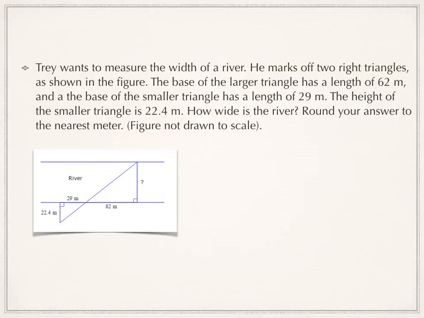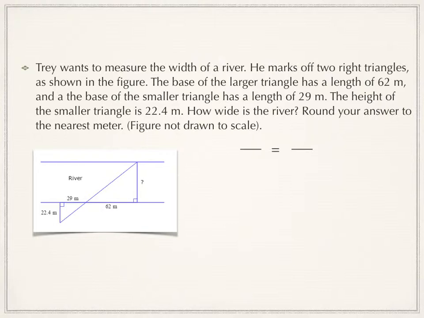Okay, we're going to go on to problem 2. So Trey wants to measure the width of the river. He marks off 2 right triangles as shown in the figure. The base of the larger triangle has a length of 62 meters, and the base of the smaller triangle has a length of 29 meters. The height of the smaller triangle is 22 and 4/10 meters. How wide is the river? Round your answer to the nearest meter.